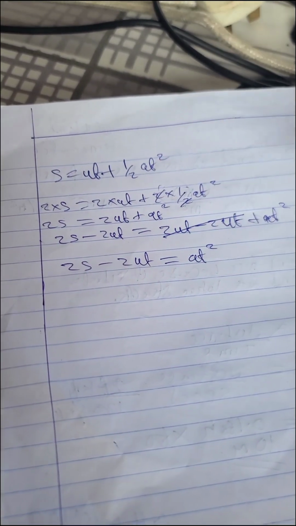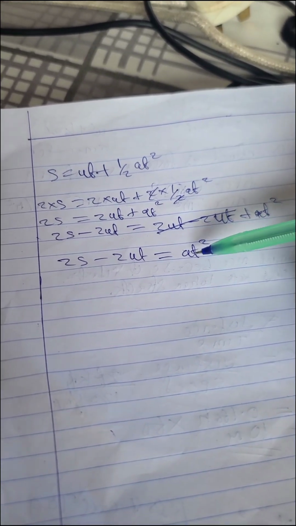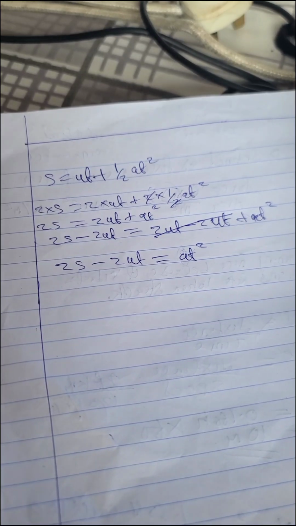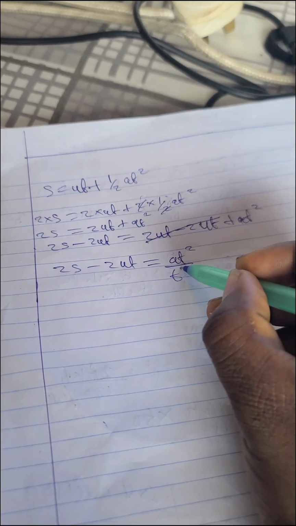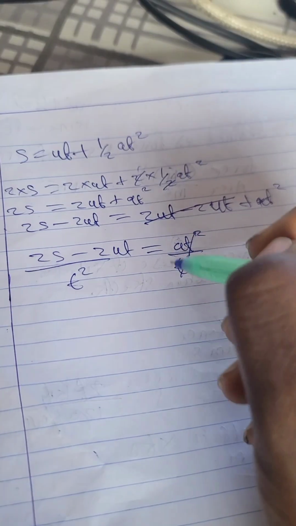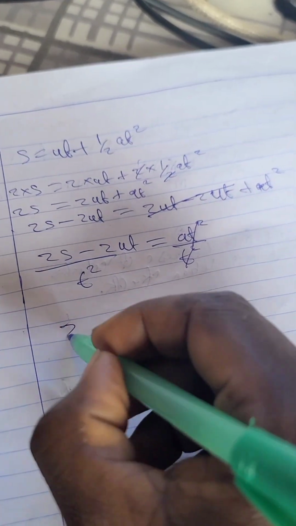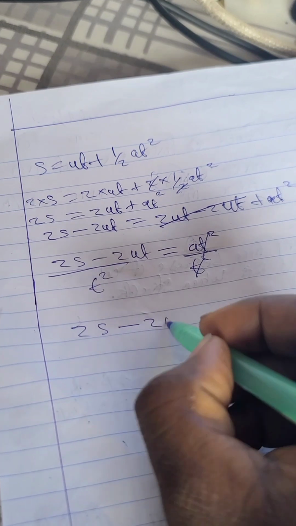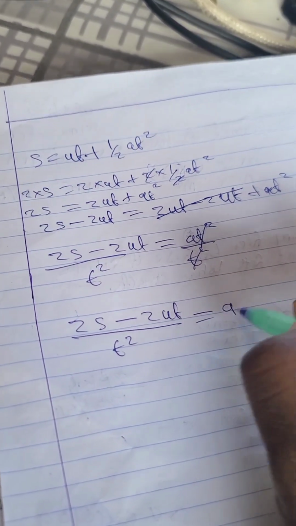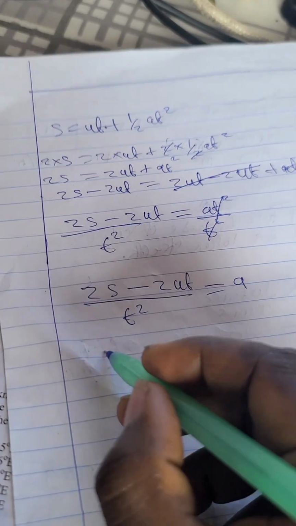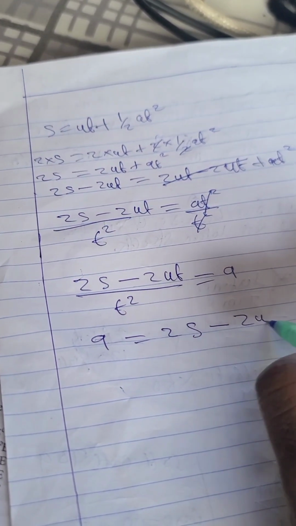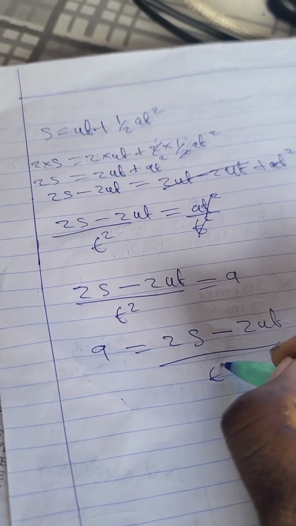We are dividing both sides by t squared because we want to eliminate t squared so that a can be alone. So divide by t squared, t squared divided by t squared. So you are left with 2s minus 2ut over t squared equals a. Remember, so rewriting, you have a equals 2s minus 2ut over t squared.